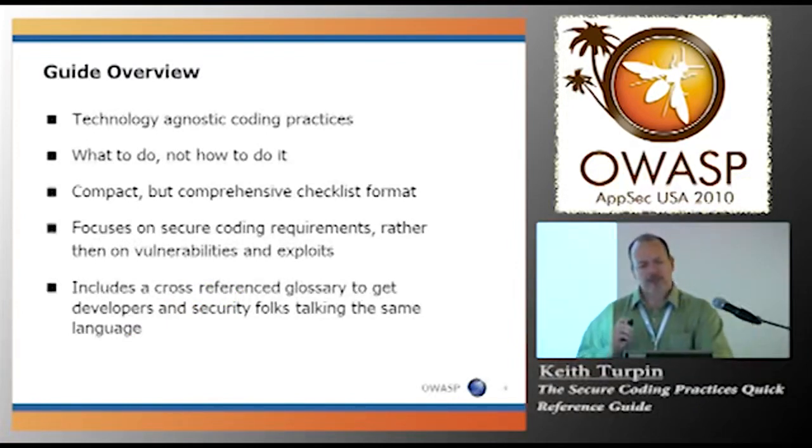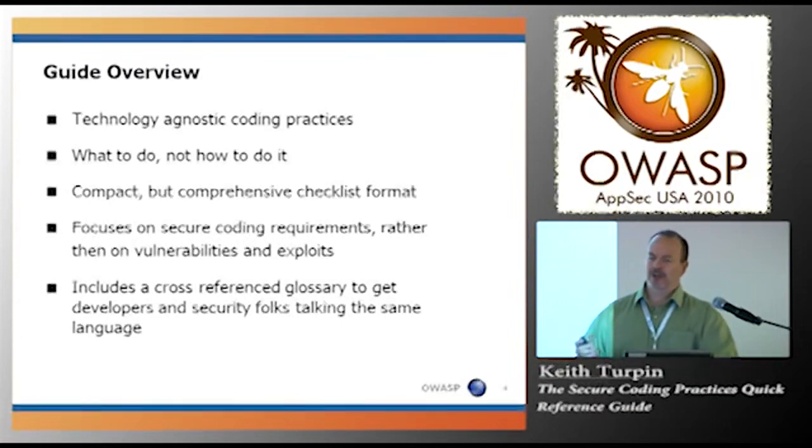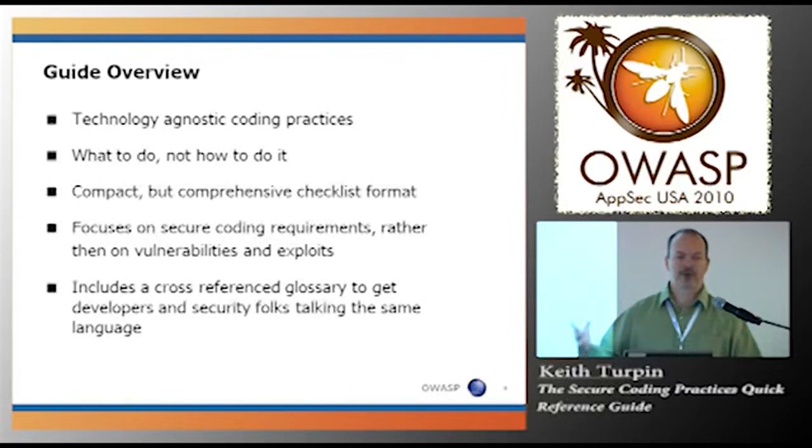All right. So the guide operates at a fairly high level. It's technology agnostic, which means I'm not telling you in the guide, for instance, if you're writing your code in Java, or in ColdFusion, or in C# or whatever. It doesn't say in C# do this, in Java do this. What it does say is it treats it more like coding requirements, right?